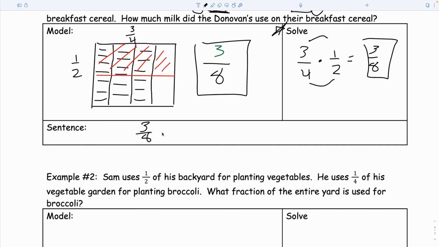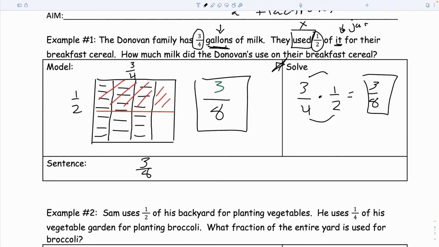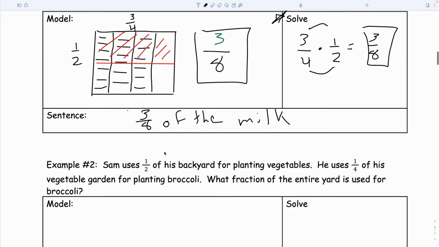What label is this? It's 3/8 what? It's not 3/8 gallons. That it comes into play here. 3/8 what, Sean? 3/8 of the milk. Yeah, so they used 3/8 of the milk on their breakfast. I would like you to push yourself and actually tell me what it is.